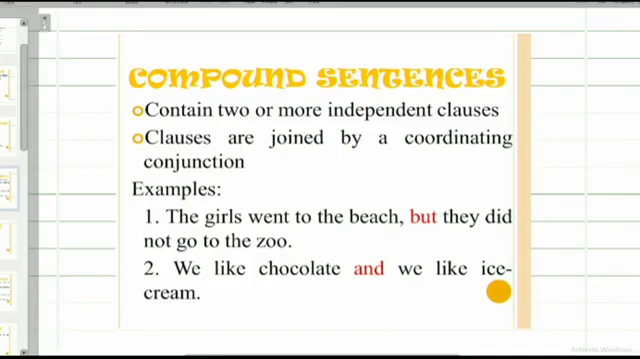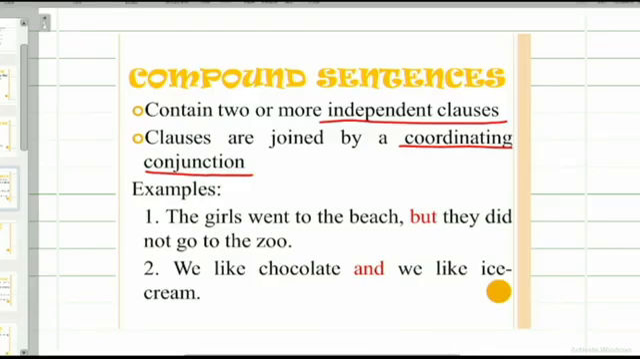A compound sentence contains two or more independent clauses. Here we have these words again, independent clauses. It must contain two or more independent clauses. And remember we said that an independent clause is one that can stand on its own. Clauses are joined by a coordinating conjunction. Here, it's getting a little more tricky. You need to know now that a compound sentence is joined by a coordinating conjunction.